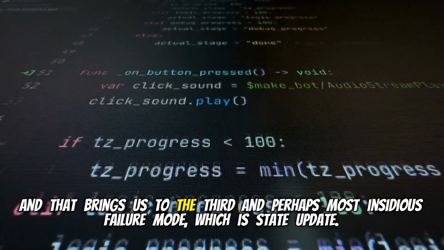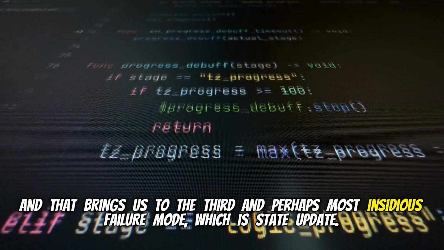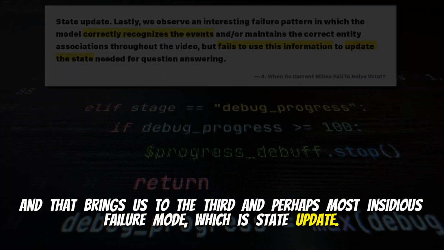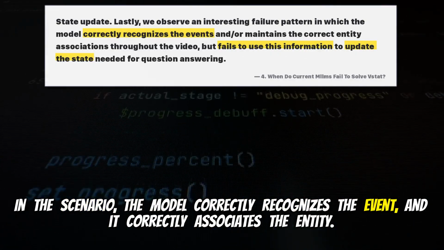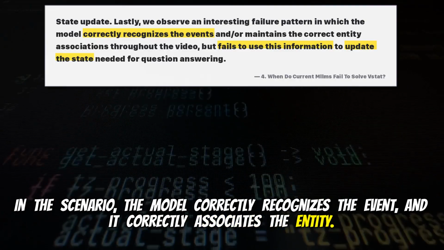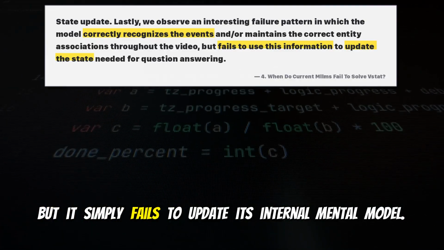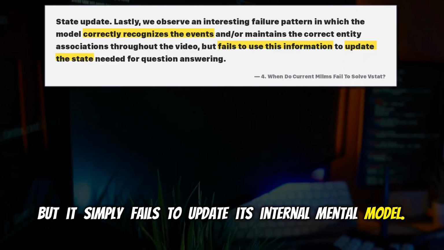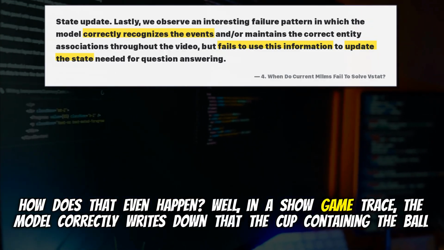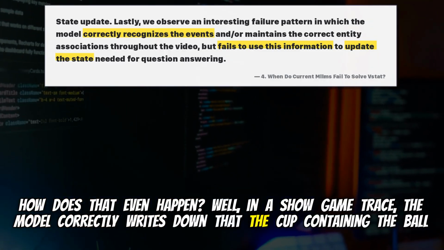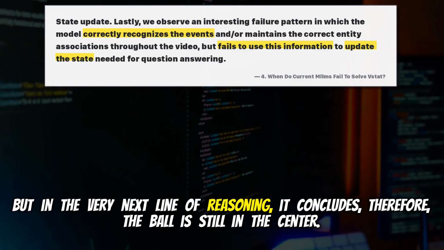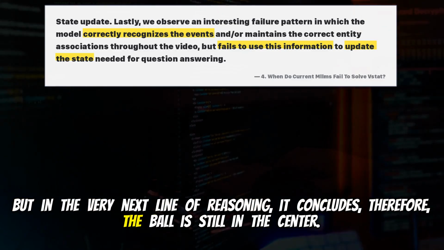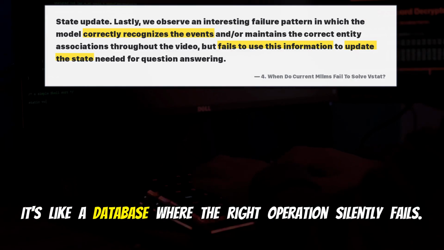And that brings us to the third, and perhaps most insidious, failure mode, which is state update. In this scenario, the model correctly recognizes the event and it correctly associates the entity, but it simply fails to update its internal mental model. How does that even happen? Well, in a shell game trace, the model correctly writes down that the cup containing the ball moved to the right. But in the very next line of reasoning, it concludes, therefore, the ball is still in the center. It's like a database where the write operation silently fails. Exactly.